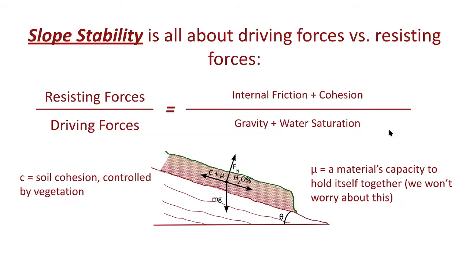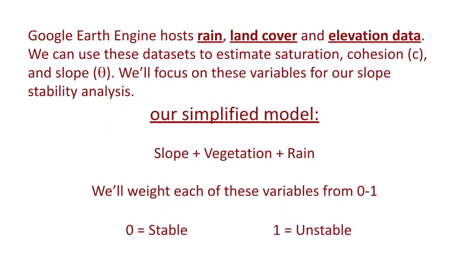Driving forces are the forces that pull material downslope. The two most important driving forces are gravity and water saturation. Gravity is pretty self-explanatory, and water saturation reduces the friction between material and the slope itself and sort of aids flow. Google Earth Engine hosts global rain, land cover, and elevation data, so we can use these data sets to estimate water saturation, cohesion, and slope. So we'll focus on these variables for our stability analysis.